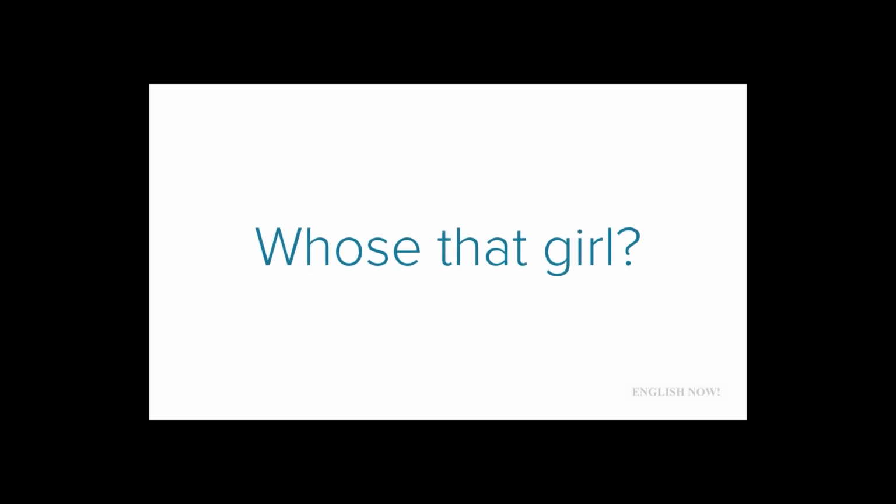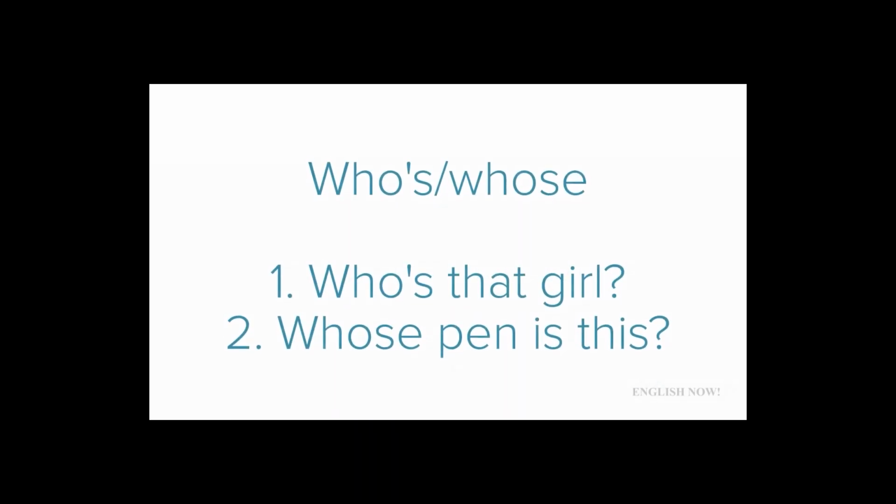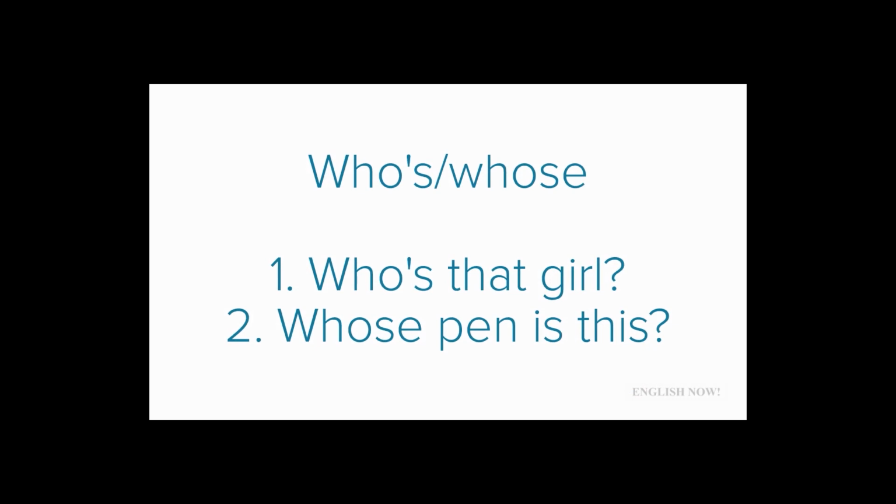The next sentence is, who's that girl? What's the problem here? This is similar to the last example in that these two words sound the same but are actually completely different. We've got who's and whose. Number 1, who's that girl? This is contracted for who is that girl? And number 2, whose pen is this? Meaning who does it belong to? Again, we're talking about possession.